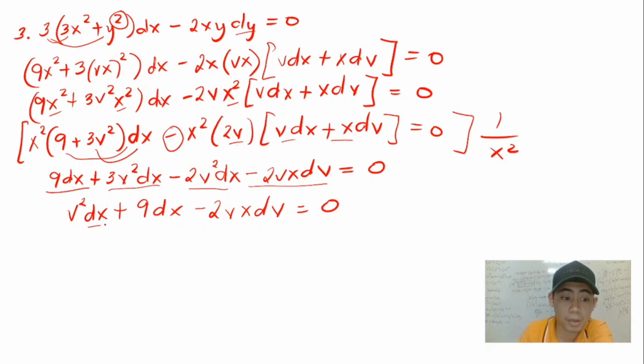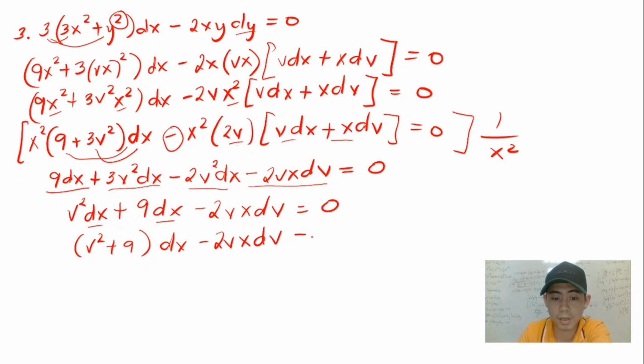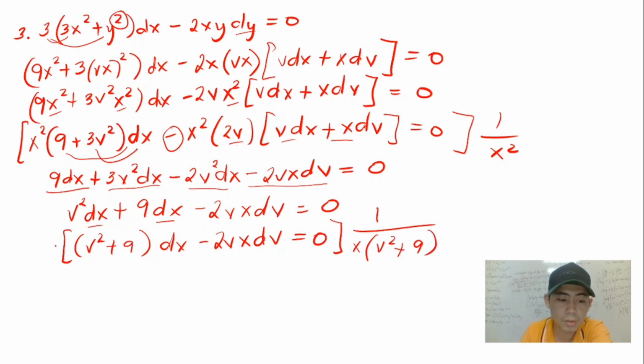Okay? So, factor out the common, which is dx. So, v squared plus 9 dx is minus 2vx dv. Okay? Is equal to 0. Okay? So, again, use variable separable or separation of variable. Okay? So, divide the whole equation sa x times v squared plus 9. Okay? Now, dx over x minus 2.